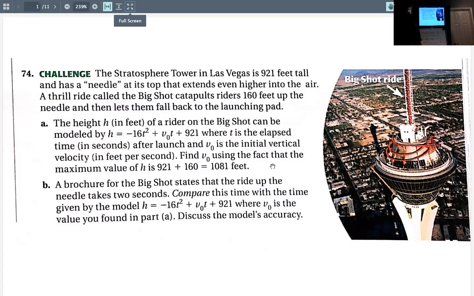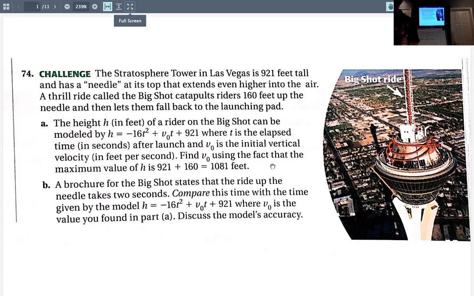All right, folks, here we go. Do this problem. The Stratosphere Tower in Las Vegas is 921 feet tall. It has a needle at its top that extends even higher into the air. A thrill ride called the Big Shot catapults riders 160 feet up the needle and then lets them fall back to the launching pad. Okay, let's just focus on A.